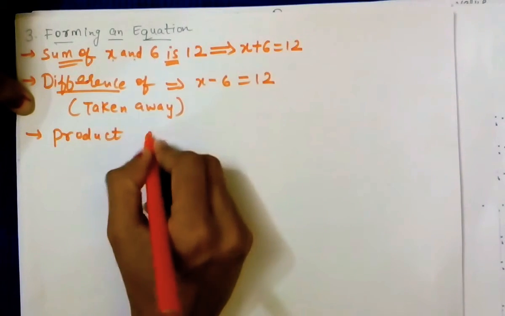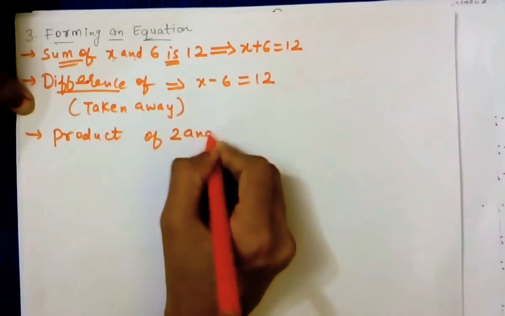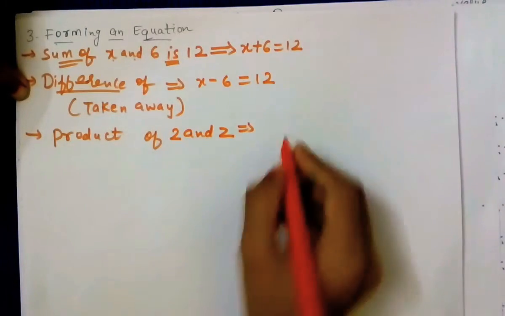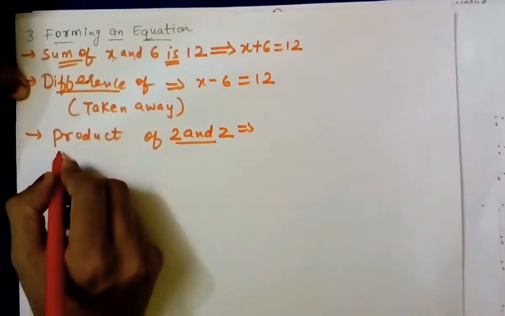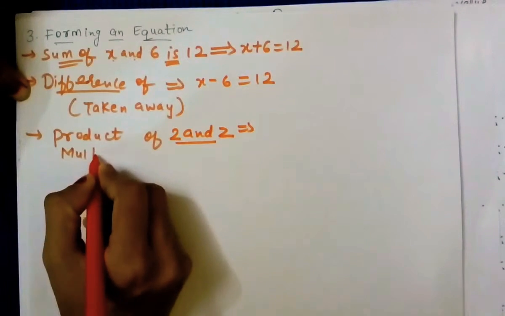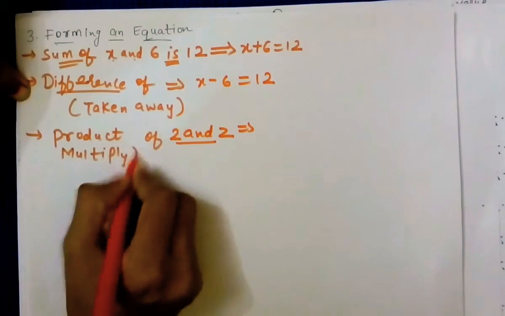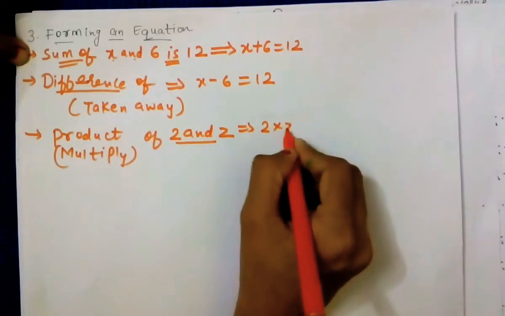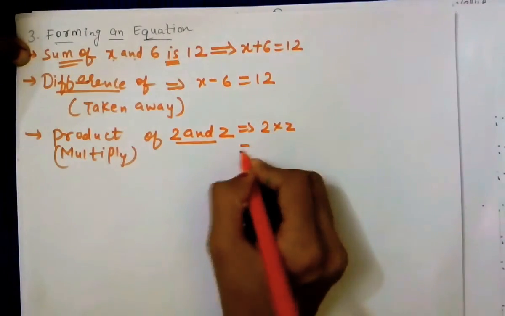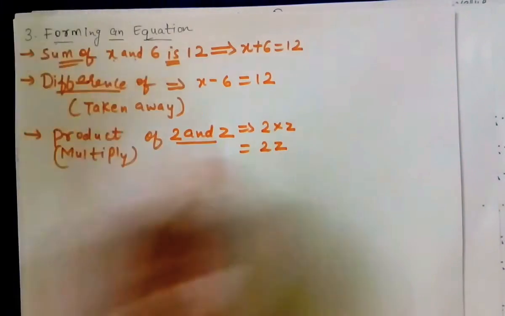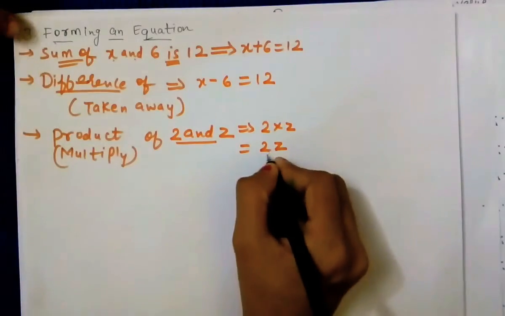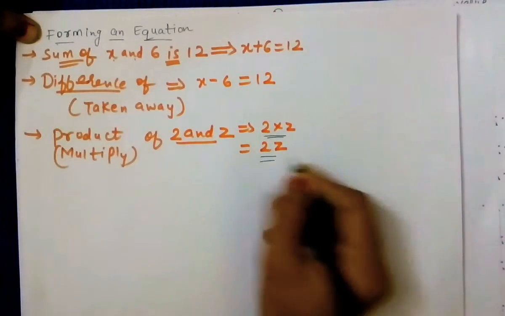Then next, product. The word product is given, for example, product of 2 and z. How will we write it? Product means multiply. So we will multiply 2 and z. 2 into z we can write as 2z. There is no need to write the multiplication sign; no sign means it is multiplication. So 2 into z will give you 2z.